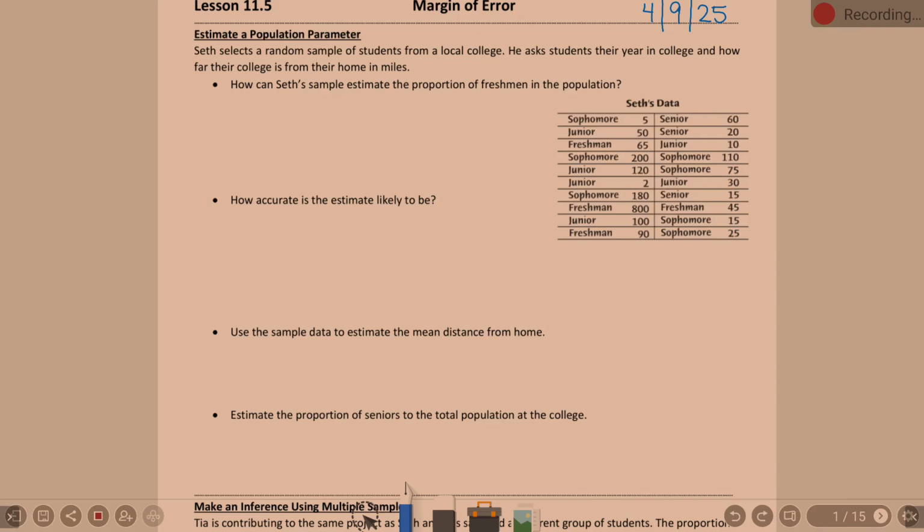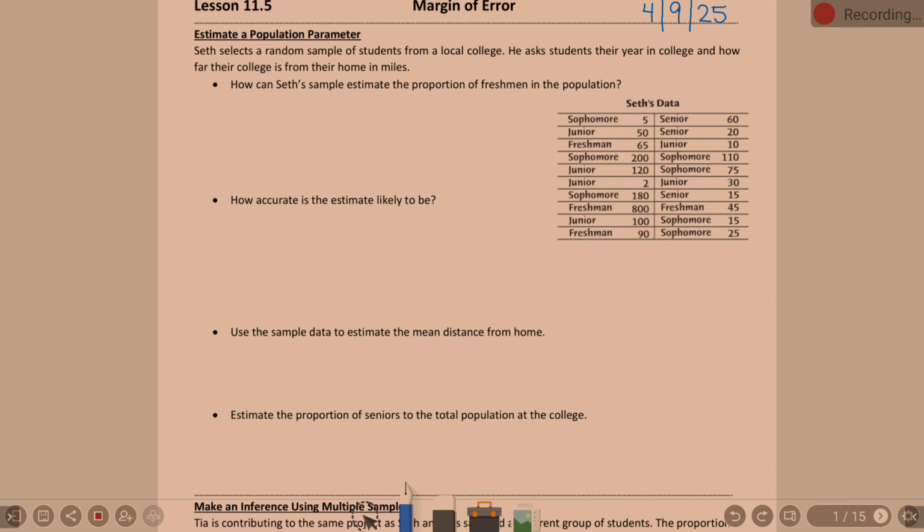So when we're talking about margin of error, it's: what is an acceptable range? If you claim you're a 75% free throw shooter, but then you only hit 25%, are you really a 75% free throw shooter? Because 25% is really low. So looking at margin of error, that's where this lesson is headed.